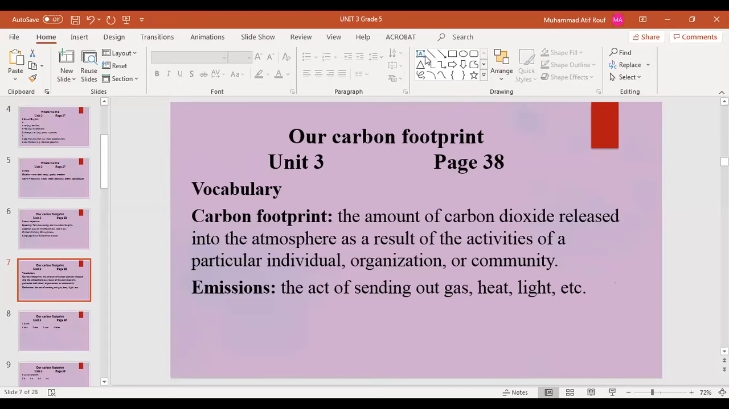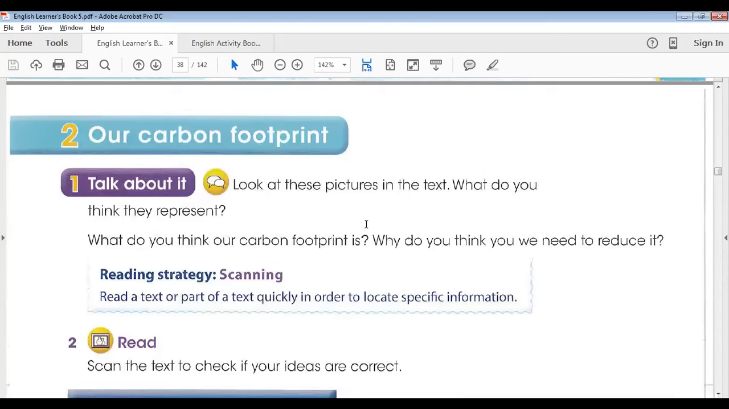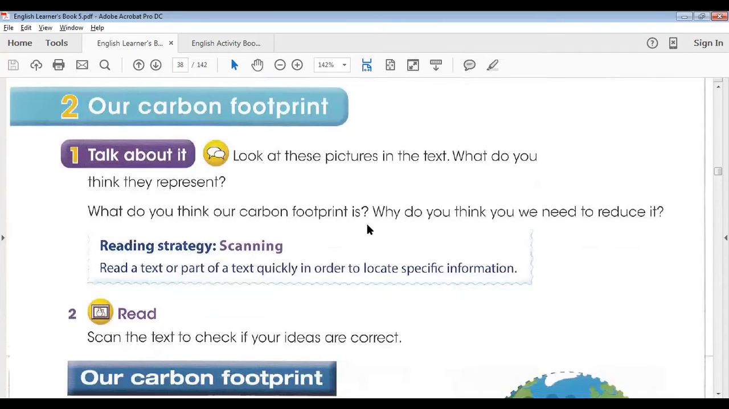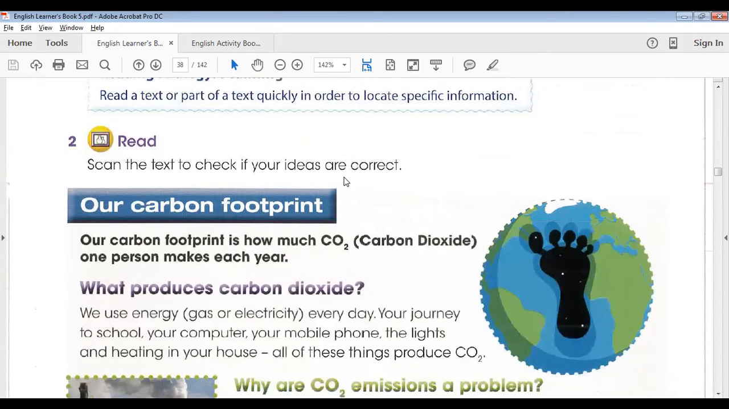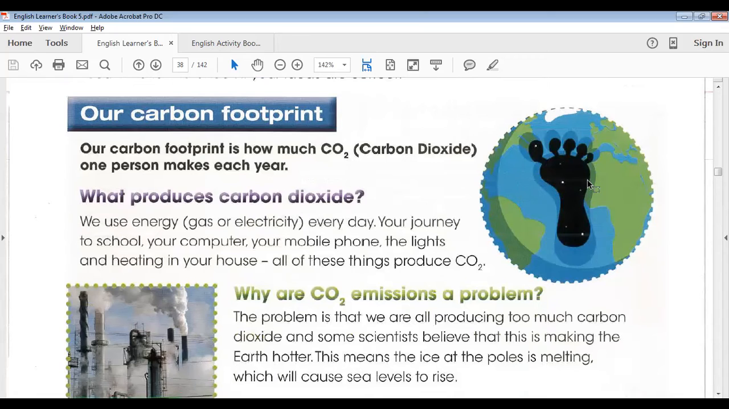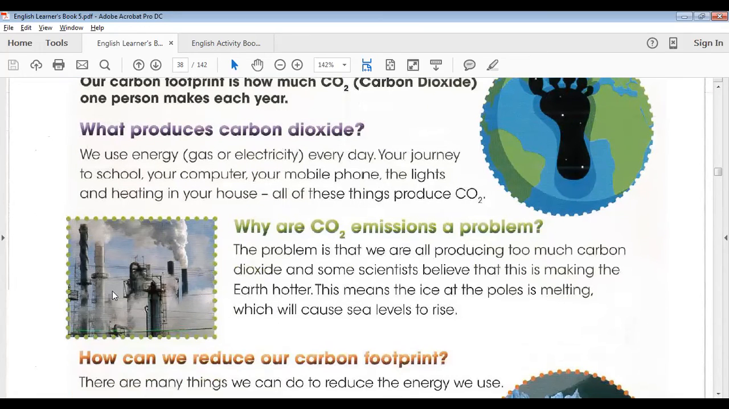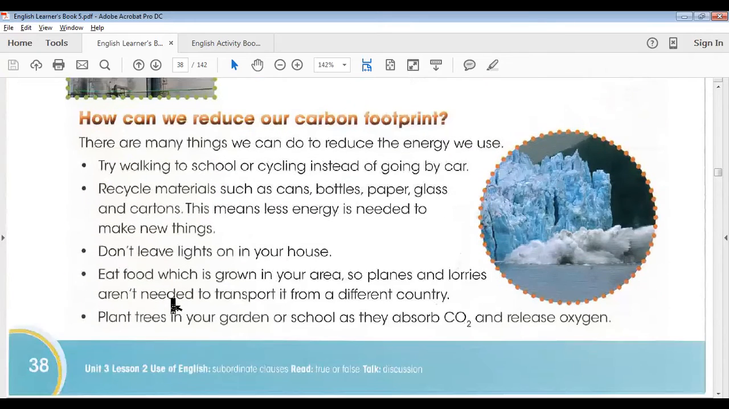After the discussion on vocabulary words, we started activity 1. Look at these pictures in the text. This is the opening question that I discussed with the class to have their attention. So what do you think they represent? We discussed these three pictures. This one, the globe, the footprint. This second one, the smoke from the factory chimney. And the third one, the melting ice.